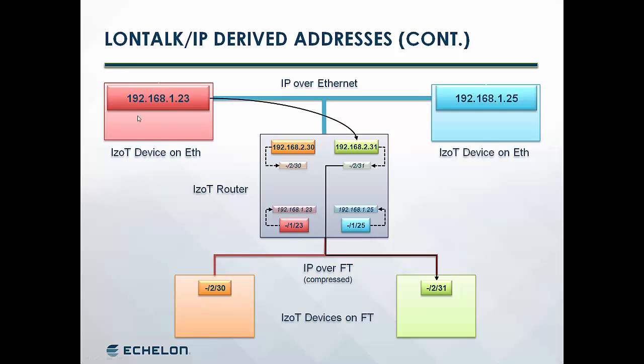Conversely, if this device at 192.168.1.23 wants to send to this device on the FT channel, it sends to the LonTalk IP address, but it gets passed to the IzoT router that handles the relevant subnet, which then extracts the network address and passes it on to the FT channel purely by reference to a subnet and node address.